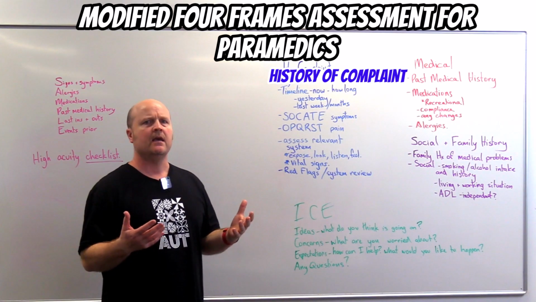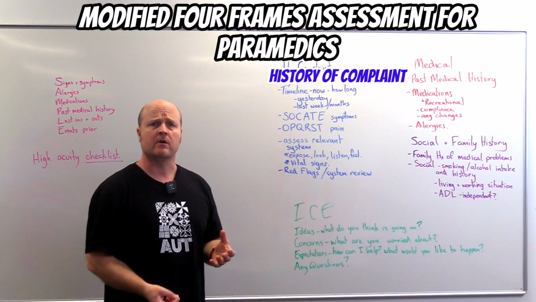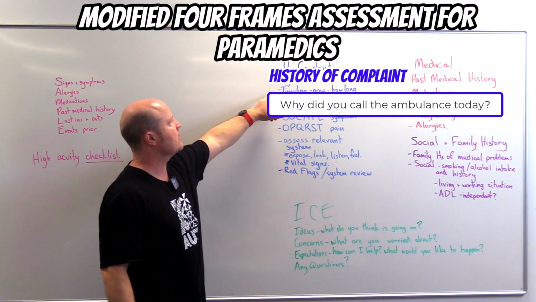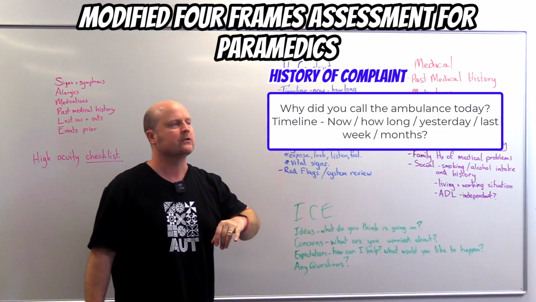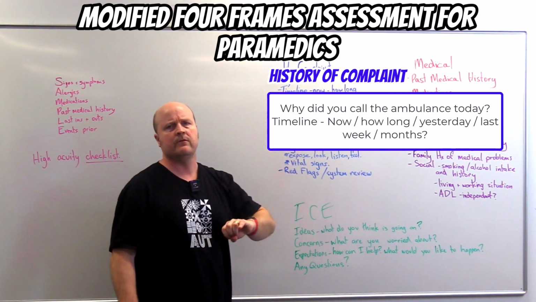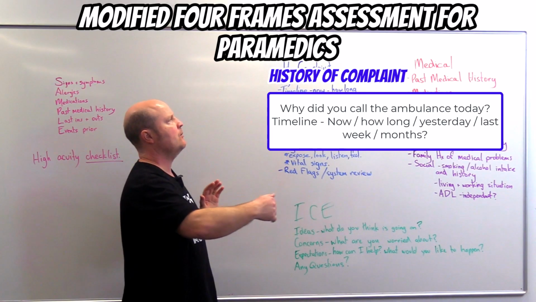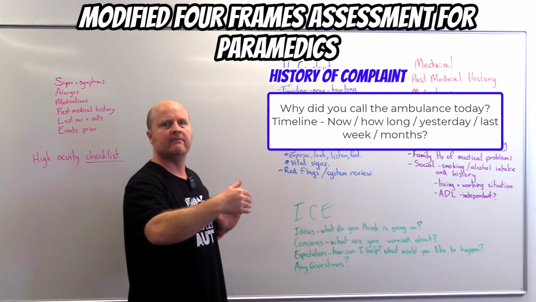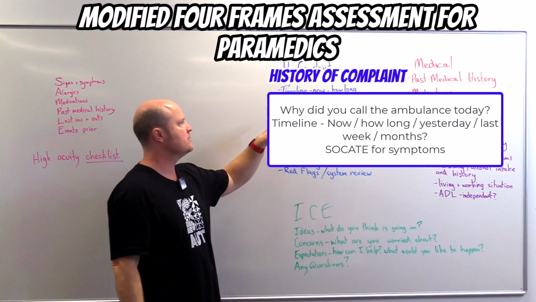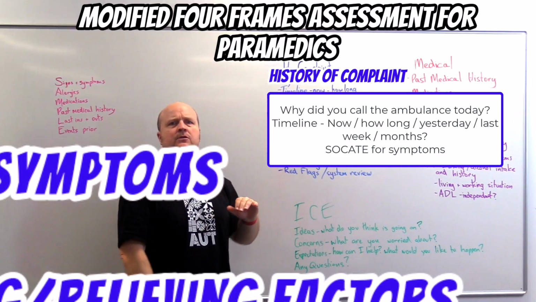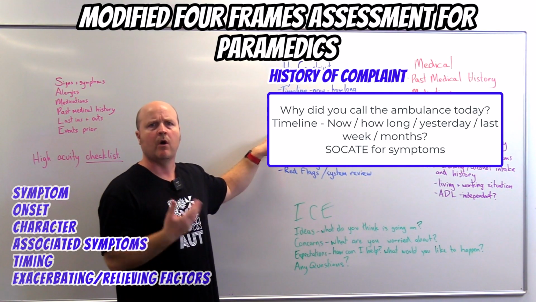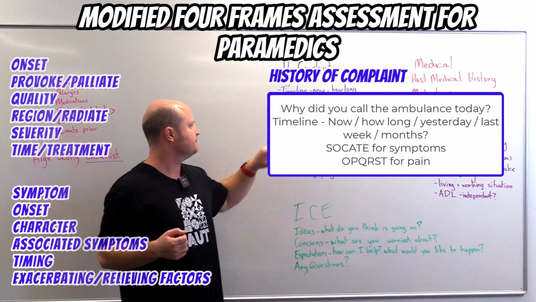So we start generally and we ask, why you called the ambulance today? What's wrong? How can we help? Then, once we've got the presenting complaint, we're going to use the Naylor Timeline Approach. So, what's happening right now? What's wrong now? And then, for how long have you been feeling this way? Then going back, how were you yesterday, last week, and for the past few months? So, getting a progression. Then, for our symptoms, we can use the mnemonic SOCATE to guide us through what we want to ask. And if there's pain, we can use our OPQRST mnemonic.